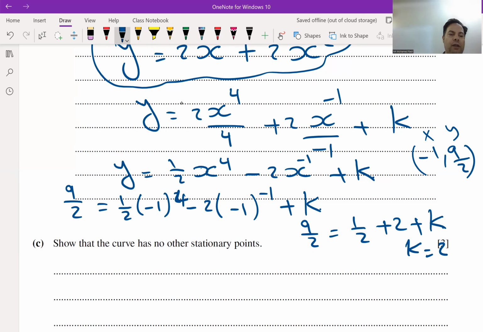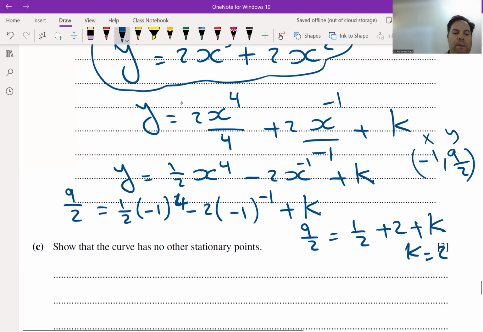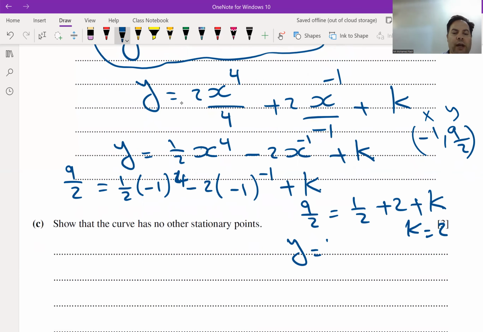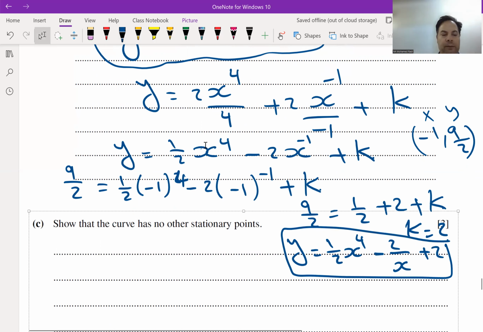So you can write your answer simplified. The function will be y is equal to half x to the power of 4 minus 2 over x plus 2. This is the final answer, the equation of the curve.